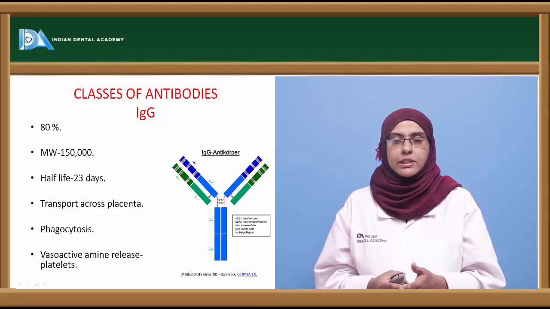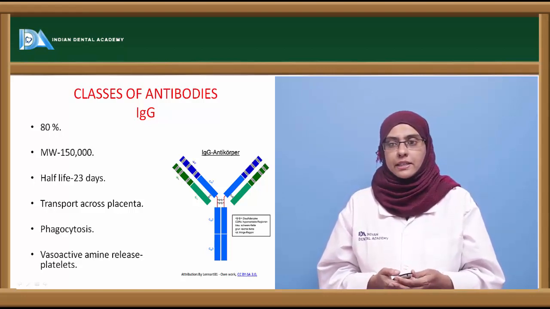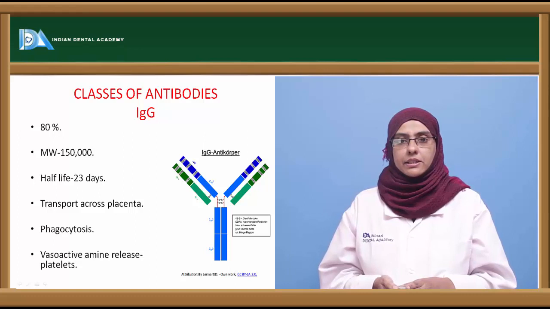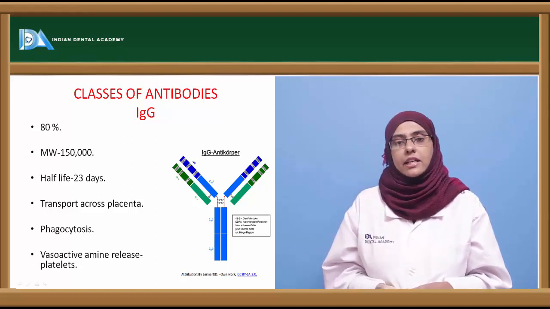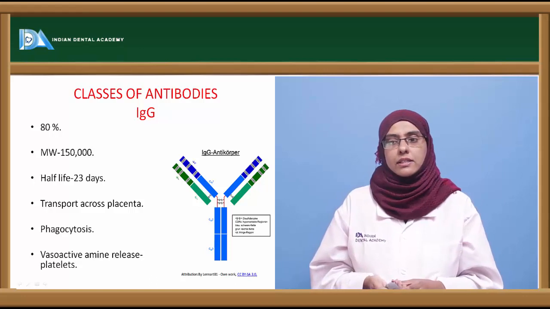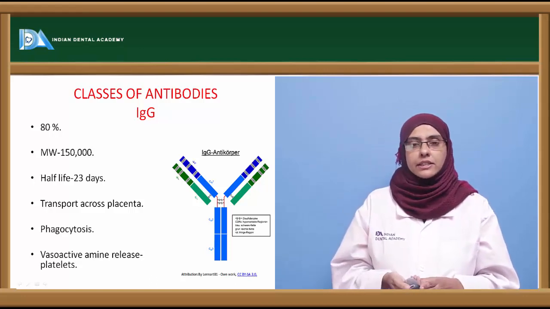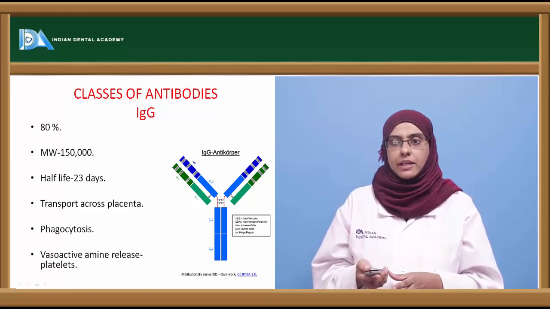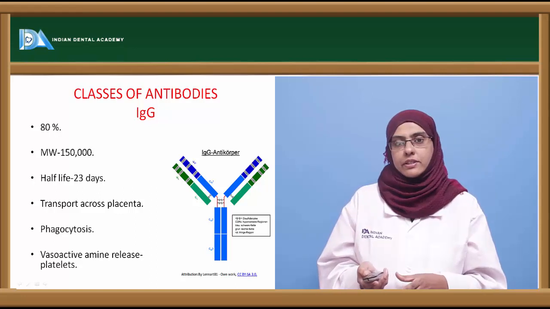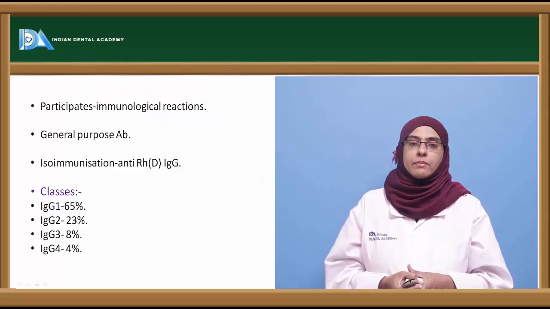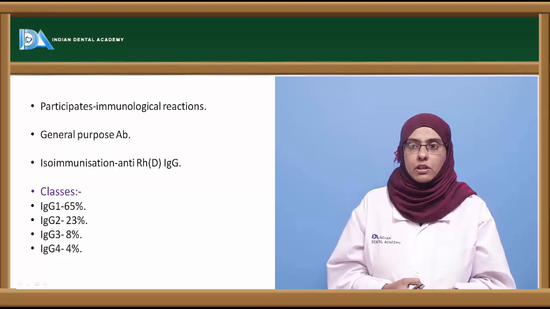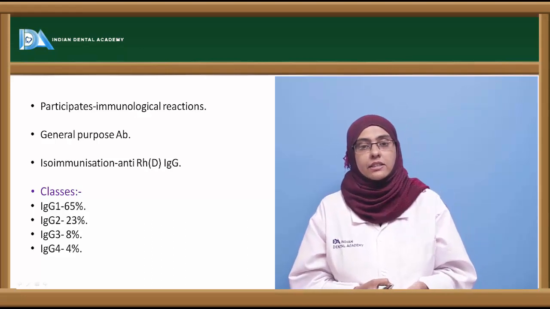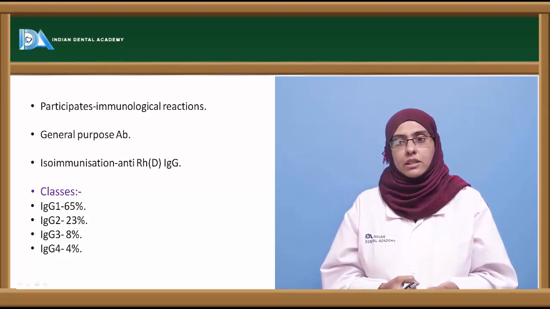So it has the ability to transport across the placenta, and it is also involved in phagocytosis, called antibody dependent cell mediated cytotoxicity, and these antibodies which enhance phagocytosis are called opsonins. And when this IgG molecule reacts with the platelet Fc receptor, it helps to release vasoactive amines that usually bring about a biological effect in eliminating the organism. Apart from that, they also participate in various immunological reactions, and it is said to be a general purpose antibody because it interacts with the antigen or organism that enters via the blood or the tissue spaces.